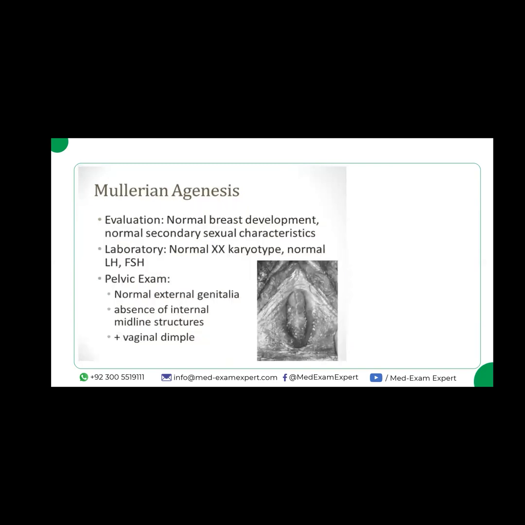Now, how do we evaluate a patient of Mullerian agenesis, as these patients have normal breast development and normal secondary sexual characteristics. On laboratory investigation, they have the normal karyotype, that is 46XX. They have normal luteinizing hormone as well as follicle stimulating hormone. However, on pelvic examination, they have normal external genitalia, but there is absence of internal midline structures, and the vagina is present in the shape of a vaginal dimple only, as there is absence of the upper 2/3 of the vagina in these patients.